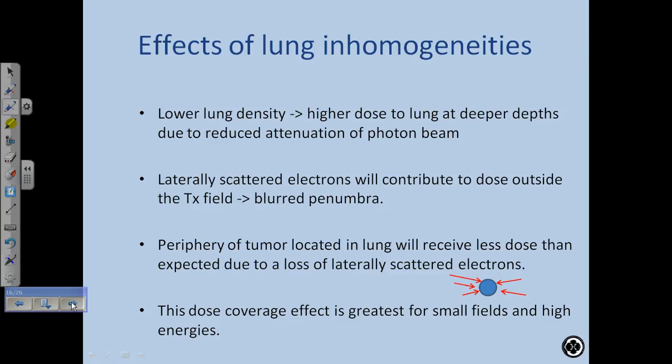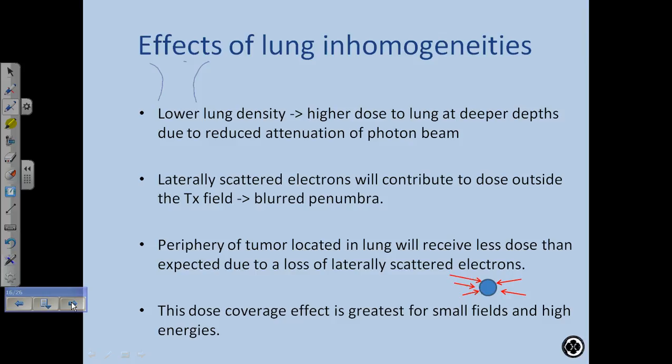The dose coverage effect is greatest for small fields at high energies. So if you try to treat a tumor in the lung with a small field, you'll see this effect. This would be a really big effect because a small field has less lateral scatter, so less possibility of lateral scatter. As you open up your field, you'll be able to cover more, but your isodose lines are still pinched in. So as you open up your field, remember the isodose lines do this.